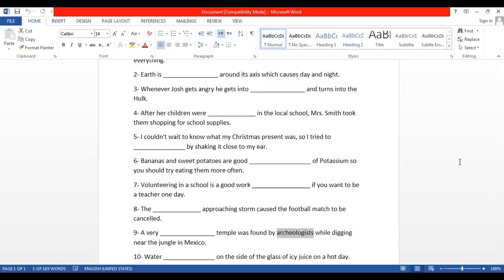Okay, the last one is a water what on the side of the glass of icy juice on a hot day. Yummy. Water what? What does it do on the side of the glass of icy juice on a hot day? Okay, I hope you don't find it hard. Now, I would like you to try solving it, and you're going to find it in the assignment part.